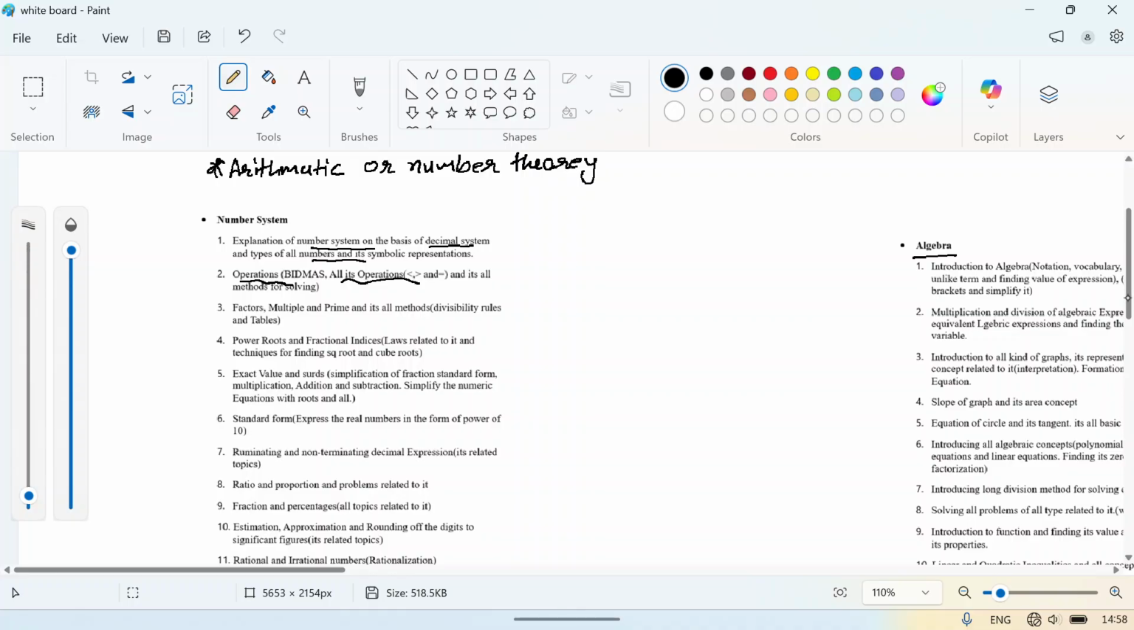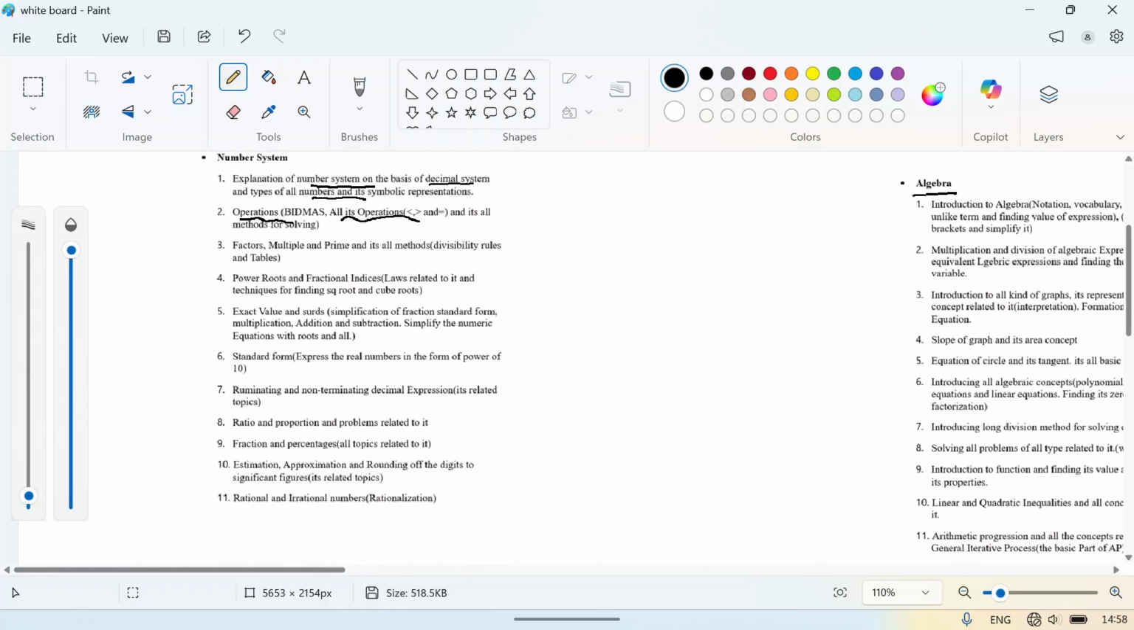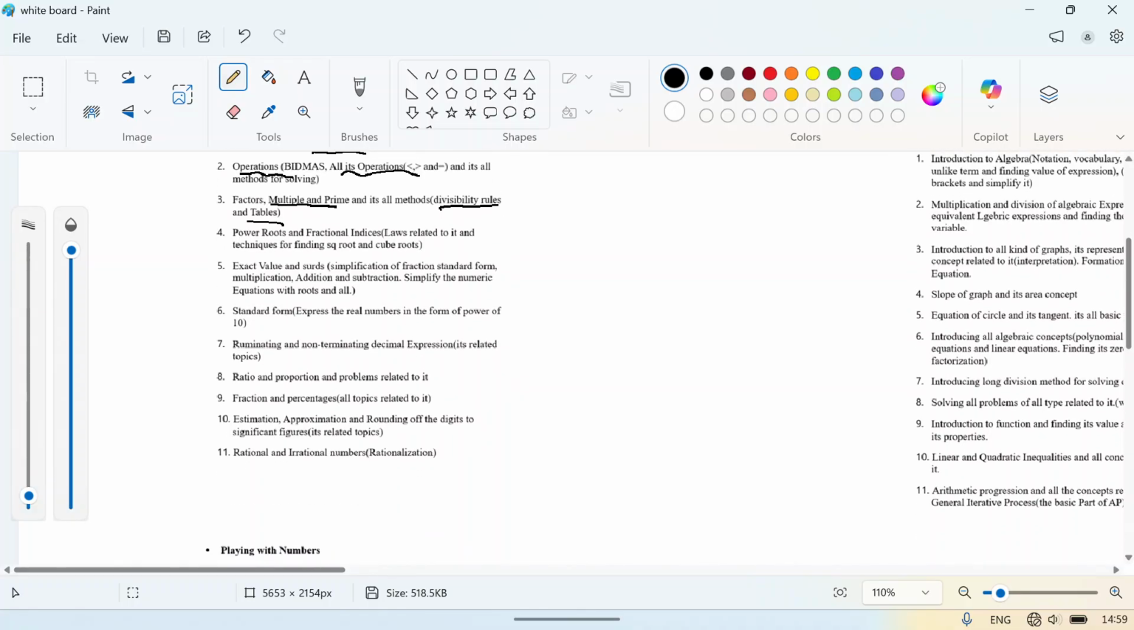Next, we're going to cover the third topic: factors, multiples, primes, and divisibility rules and tables. We are going to learn some basic divisibility rules, and some methods for finding factors and how they are useful in calculation or solving problems.